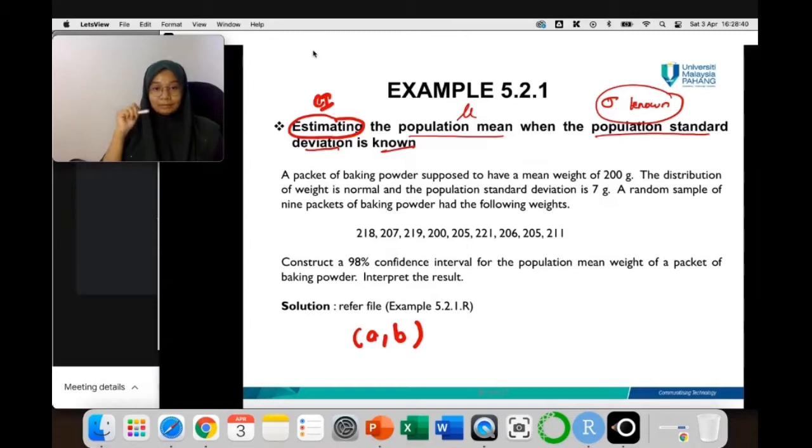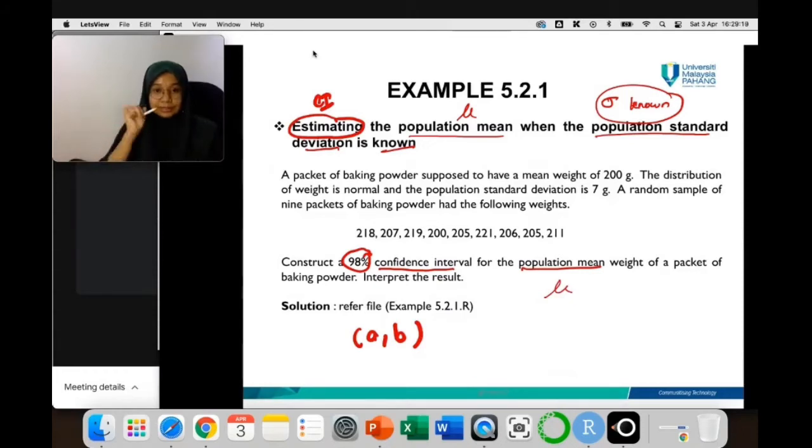A packet of baking powder is supposed to have a mean weight of 200 gram. The distribution of weight is normal. They must mention normal. And the population standard deviation is 7 gram. A random sample of 9 packets of baking powder had the following weights. So we have this data. Construct a 98% confidence interval for the population mean weight of a packet of baking powder. Interpret the result. So look at the question.